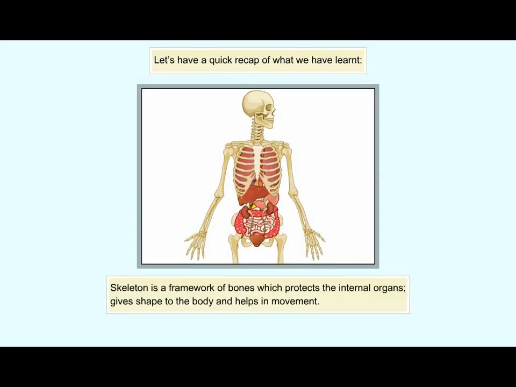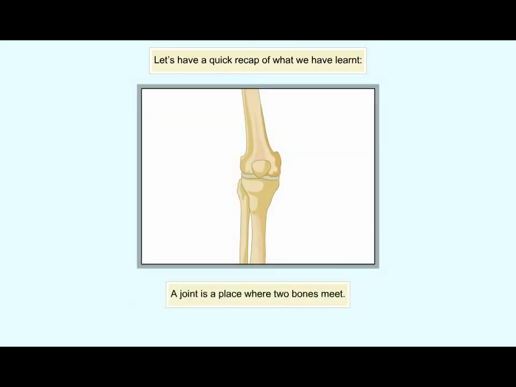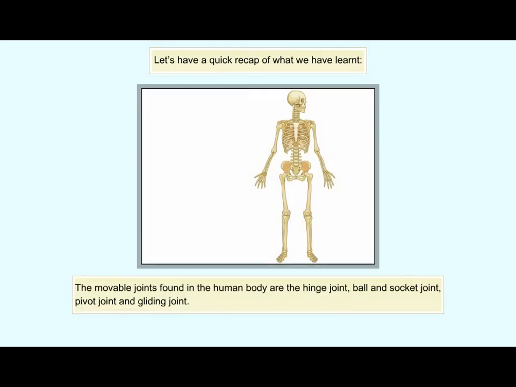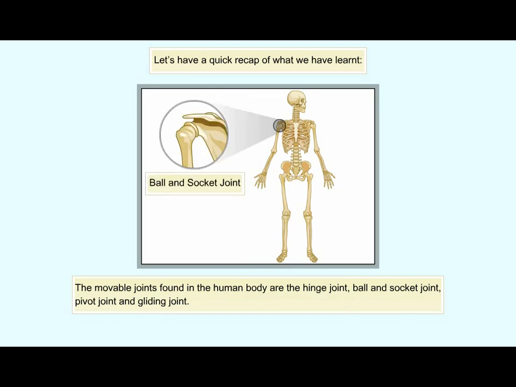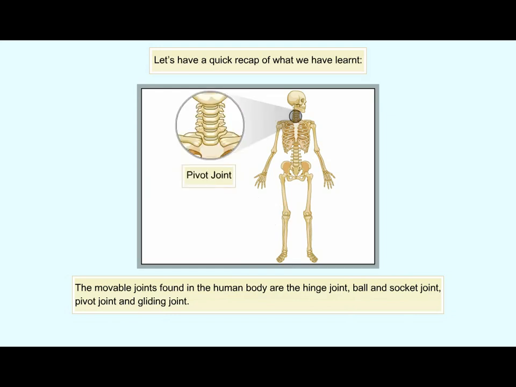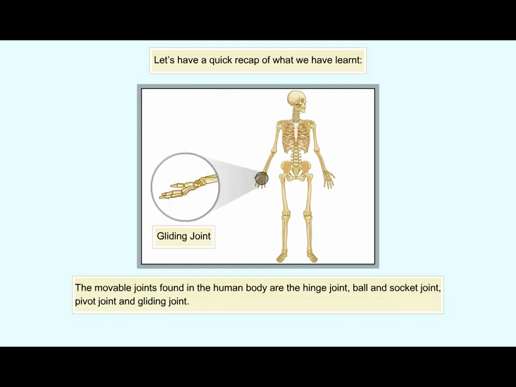Let's have a quick recap of what we have learned. Skeleton is a framework of bones which protects the internal organs, gives shape to the body, and helps in movement. A joint is a place where 2 bones meet. The movable joints found in the human body are the hinge joint, ball and socket joint, pivot joint, and gliding joint.